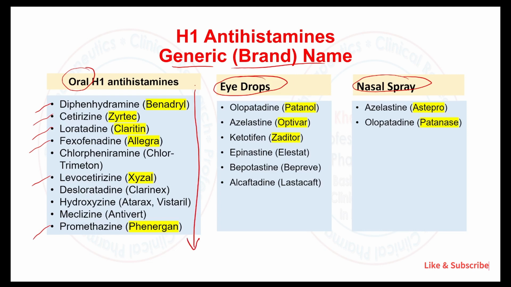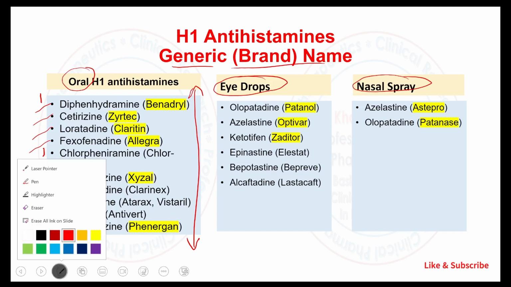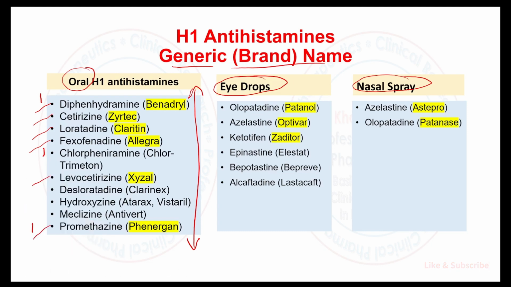Here we don't differentiate between first generation and second generation. But if we start talking about first generation and second generation, okay, diphenhydramine, first generation. I'll move chlorpheniramine, first generation. Promethazine, first generation. That's nice. What about the second generation? Second generation, okay, for example, loratadine, second generation. Fexofenadine, second generation. Levocetirizine, second generation. Desloratadine, second generation. So we need to differentiate between first and second generation from this list here.